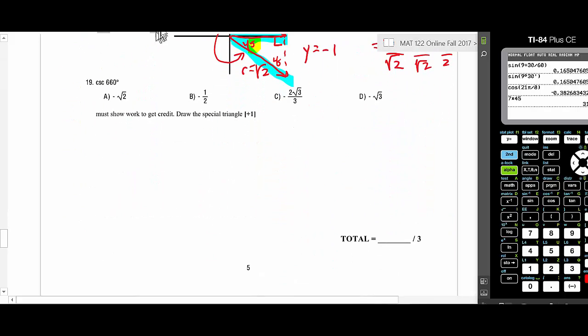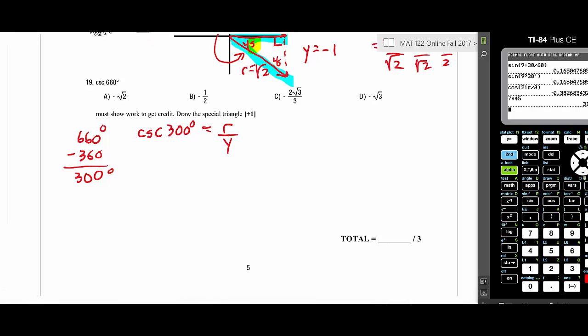Okay, next one is a cosecant. So notice this is bigger than one lap around the circle, so I'm going to start this by subtracting 360. That's going to be 300 degrees. So what we're really going to look at is the cosecant of 300 degrees. That's what matters. And the cosecant is r over y. So if we can figure out r and y, we got it made.